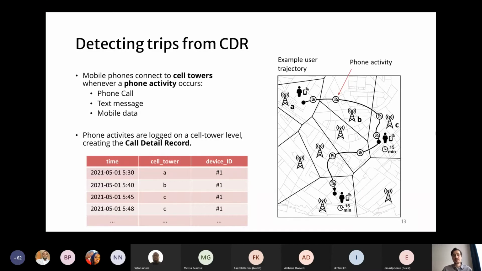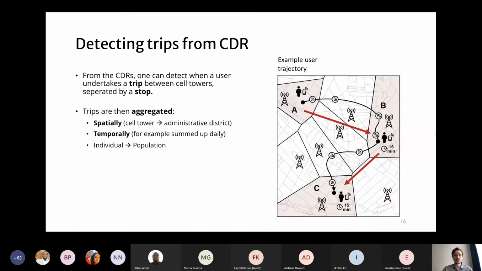And from this call detail record, you can extract the trips of individuals. For example, we have here on the right this user that starts in cell tower area A. Then based on their activity, I see that they make a stop in cell tower area B, and then they go on to cell tower C. And so I can read this as one trip from A to B and one trip from B to C. This is what you can extract from these call detail records.